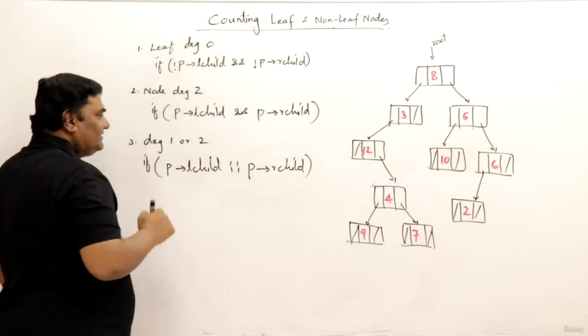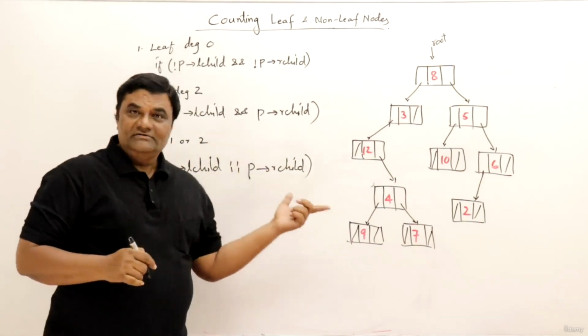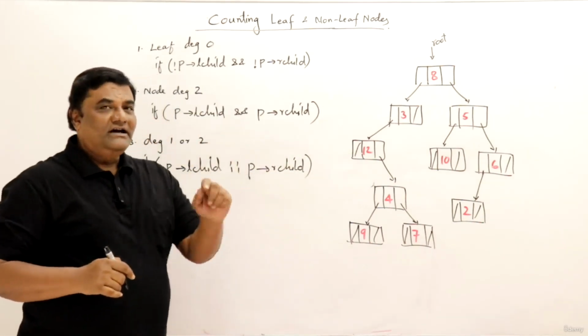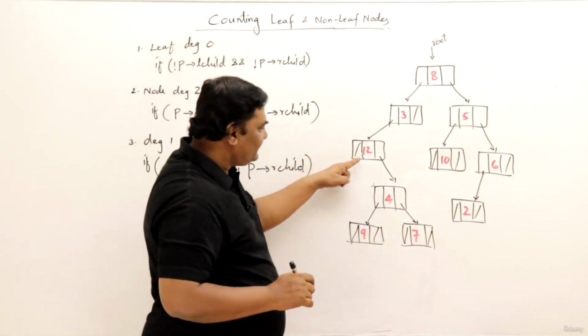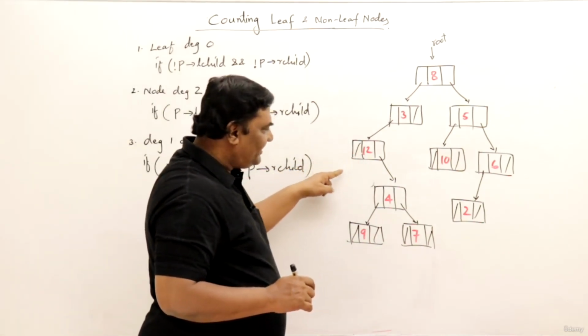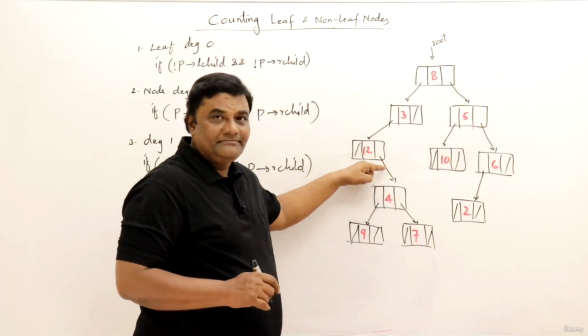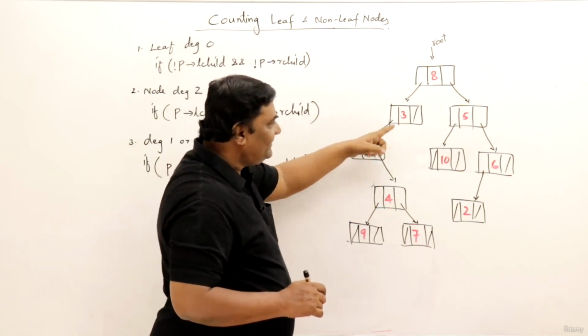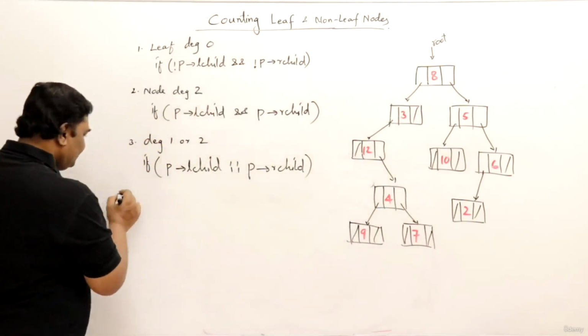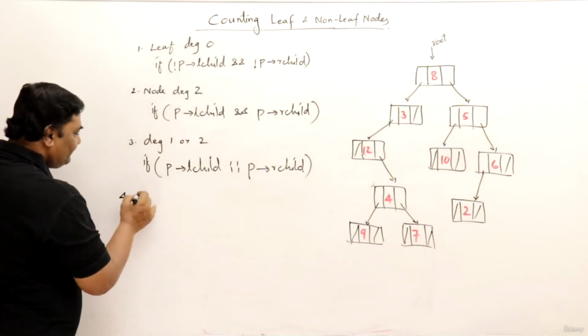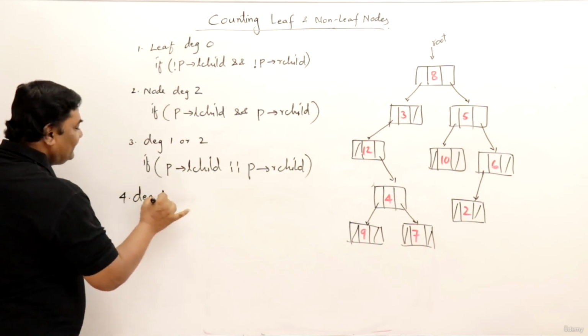Exactly degree 2. This is 2 or 1. Then last one, exactly degree 1. So exactly degree 1 means if it is not having left child, it must have right child, or if it is having left child, it should not have right child. This is the condition. So for that, I will write down the condition here. That is the fourth condition for degree exactly 1.